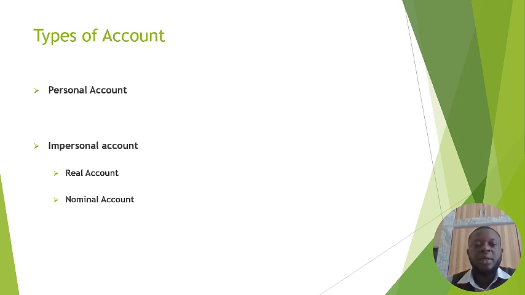Then let's look at types of nominal accounts. We have the revenue account, like sales, interest, and rent received. Those are revenue accounts. Then we have the expense accounts. We have the salary account, the rent expense, and the utilities. Then we have the gains and losses accounts, like gain or loss on sale of assets, and foreign exchange losses.